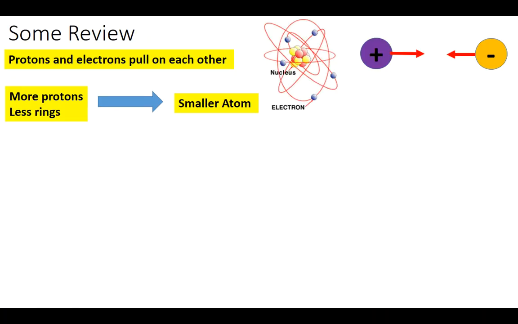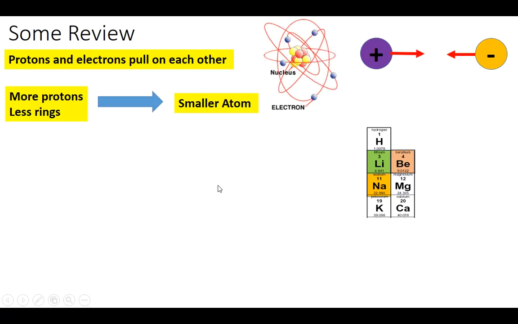Well, that means that some atoms are better at this than others. If you have more protons, or if you have fewer rings, we've talked about both of these possibilities, that means that you have a smaller atom, and that's kind of important for this unit because it's going to tell us how things bond in just a minute. So let's take three examples. Let's take lithium, beryllium, and sodium off of the periodic table and just make sure that we're clear on why things get smaller or bigger because of protons and rings.